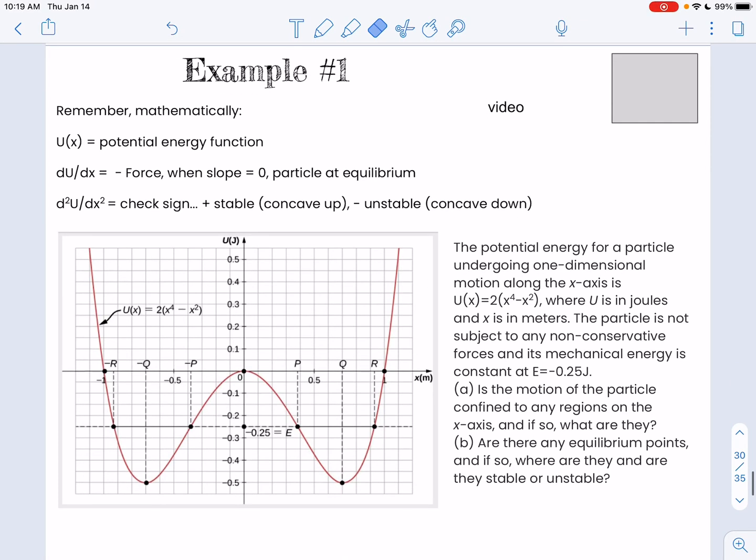All right, so here's an example. Remember, mathematically, we're talking about U of x, the potential energy function. The derivative of that is the negative of the force. And when the slope equals 0, that means the particle is at equilibrium.